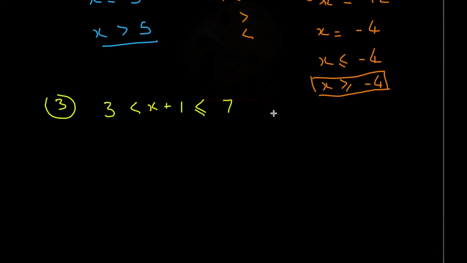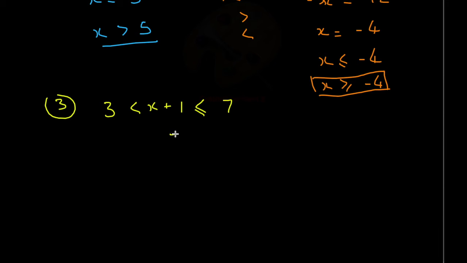One final question you might be asked is to solve an inequality with two signs. So how do we do that? Well, again, the main purpose of this is to get x, the variable, on its own. And so whatever you need to do to get x on its own, so in this case we need to subtract 1 from this, we need to do to both sides of the inequality.